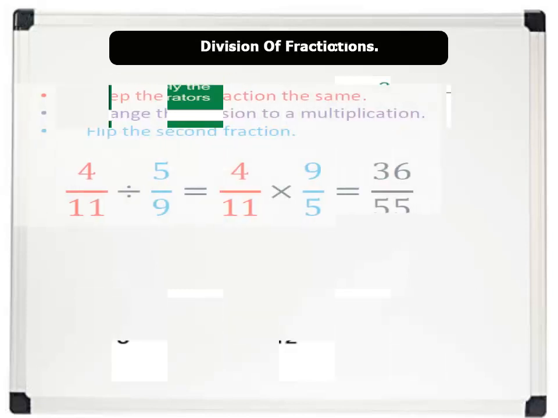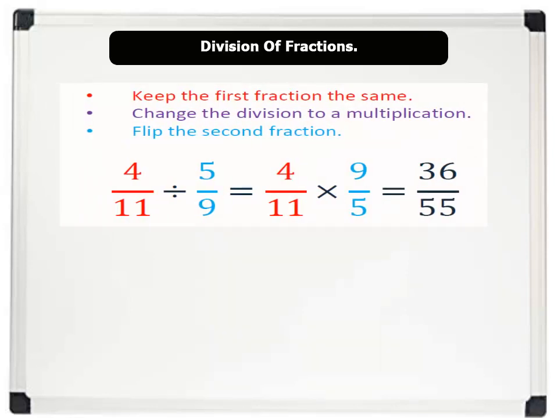To divide fractions, we do the following. 1. Keep the first fraction the same. 2. Change the division sign to a multiplication sign. 3. Flip or turn the second fraction upside down, and then multiply out both the numerator and the denominator as shown on the board. Let's see example 4.